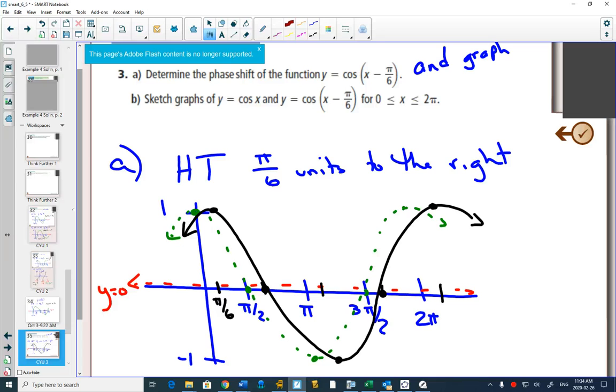So with phase shifts, the shortcut will always be to draw your regular period first. We'll draw it in a dotted line just to get a picture of it, and then just draw the shift over after that. That's what's going to make it easiest to draw all of your phase shifts. Okay. Questions 3, E and F.